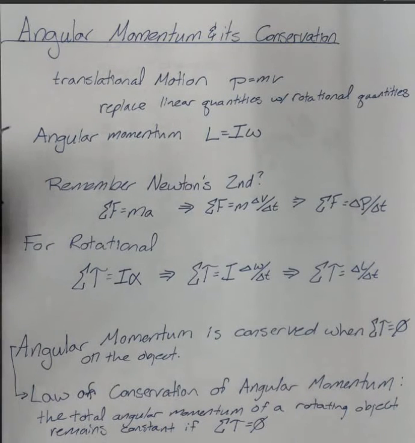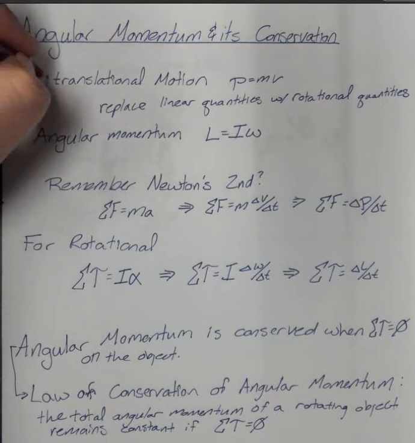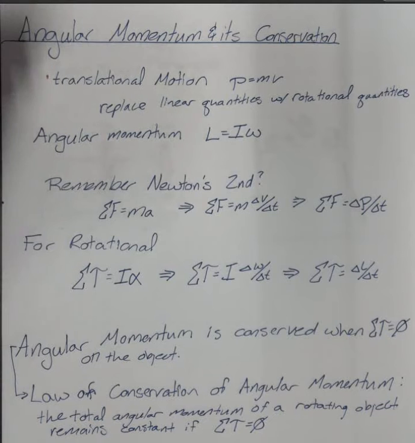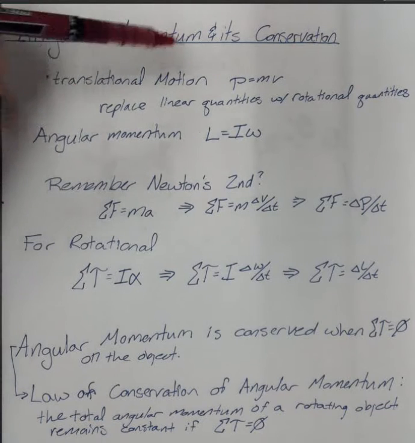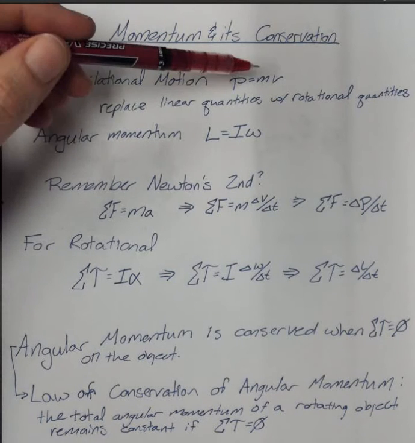Our last rotational topic is going to be angular momentum. And since we're talking about momentum, we know that we're talking about a conserved quantity. So let's start with what we're comfortable with, and that's translational motion. For translational motion, momentum is given by the symbol rho, and rho equals mass times velocity.